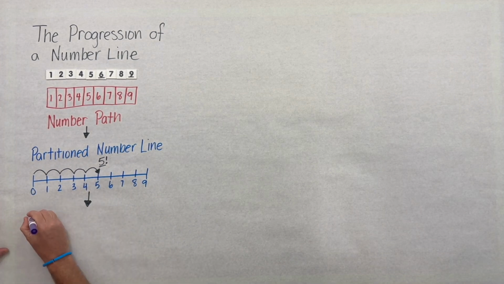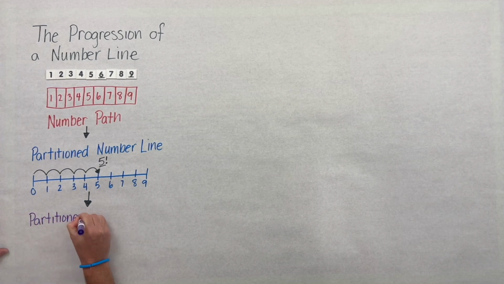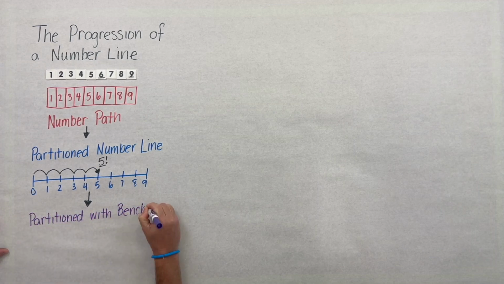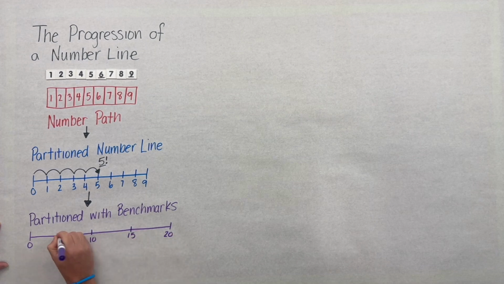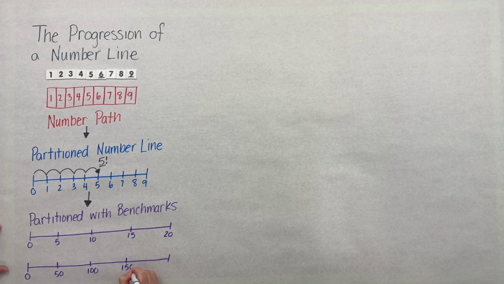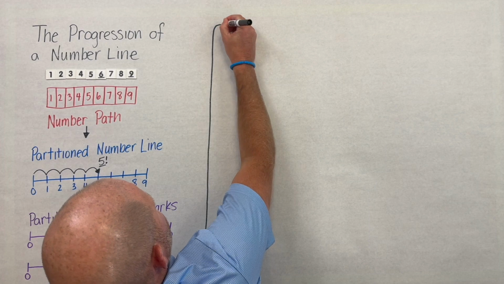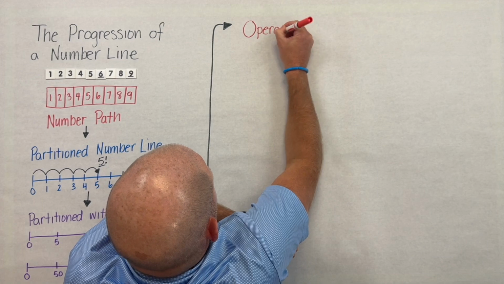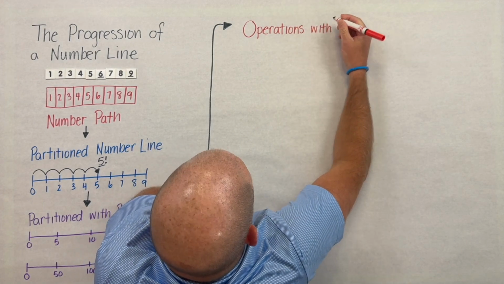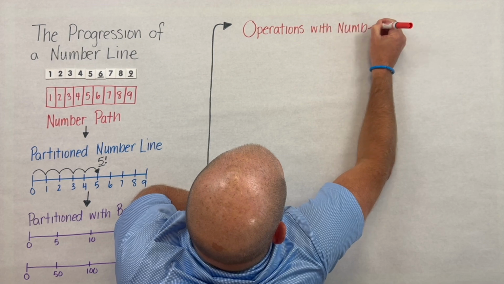Then, instead of using those individual increments of 1 and counting by 1, we now begin to use benchmark numbers, where here we might remove the 1, 2, 3, and 4, and maybe just use 5, 10, 15, 20. And students can see where those individual increments fall within each of the benchmarks, and this understanding is scalable through all numbers. So as students are working through this progression of a number line through a number path, partition number line, and benchmark number line, we now explore what this looks like with operations of numbers.